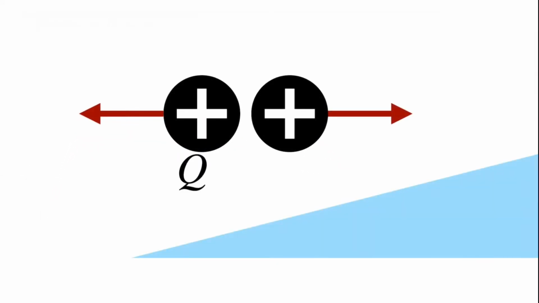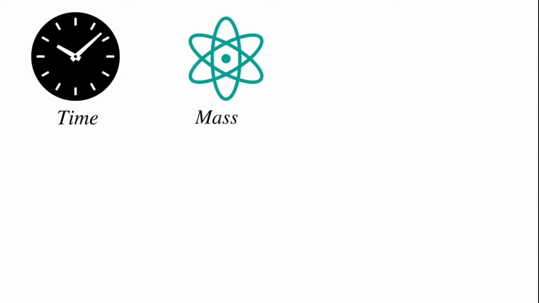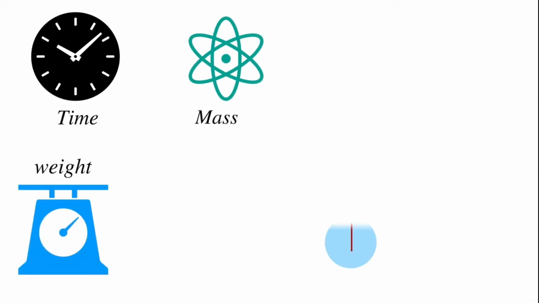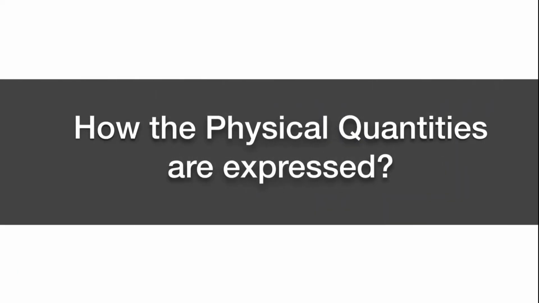Two particles of charge q repel each other with force F. F and q are measurable and come under the category of physical quantities. Similarly, time, the mass of a particle or atoms, weight, temperature, light intensity and many more similar characteristics or phenomena in nature which can be measured or calculated come under the category of physical quantities. So, now the question is how we can represent or express these.